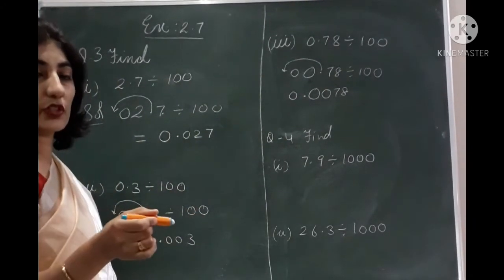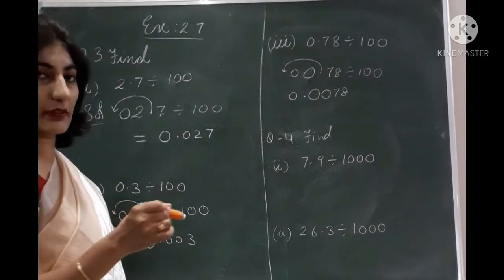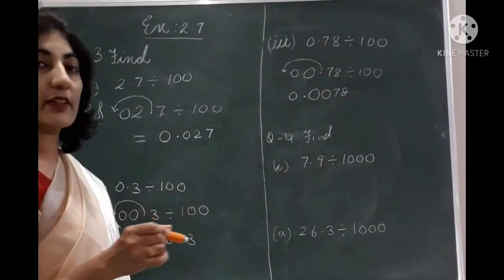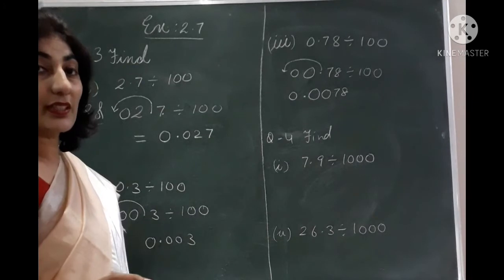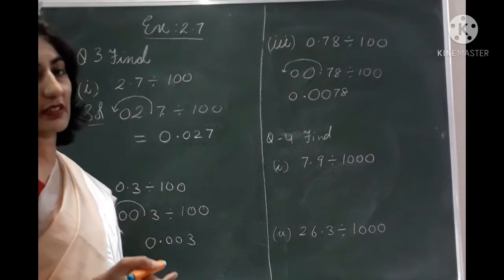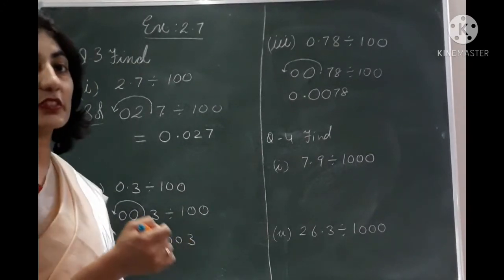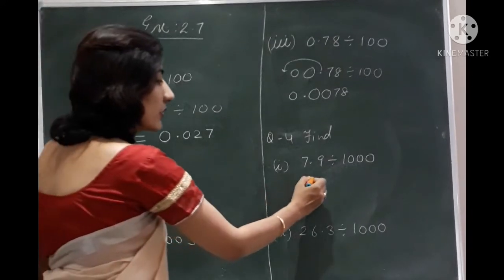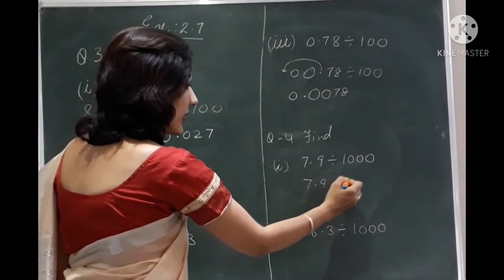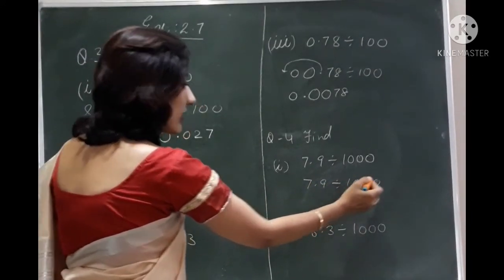In question number 2, all the parts we have to divide by 100. That means we have to shift the decimal 2 places to the left. In question number 3, we have to divide all the decimal numbers by 1000. So we have to shift 3 places to the left because in 1000 we have 3 zeros. So here I have 7.9 divided by 1000.